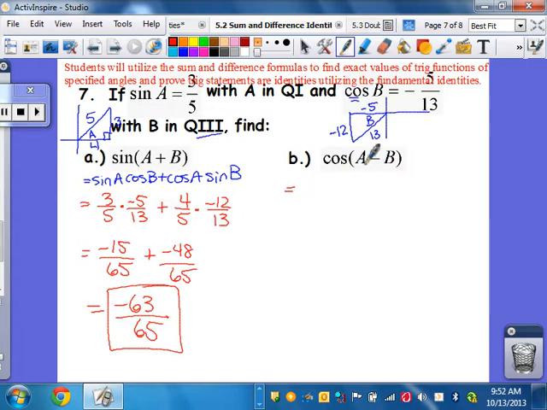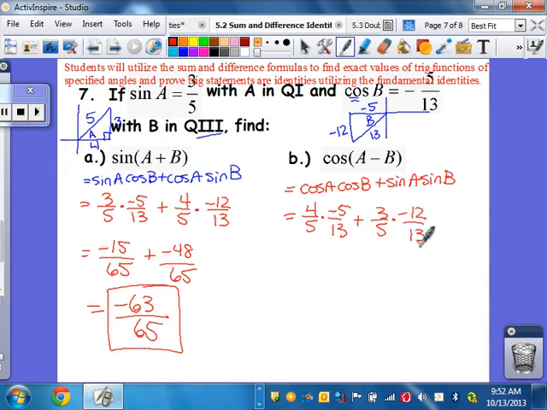So difference of cosine. Go to your salmon sheet. That's cosine A, cosine B, plus sine A, sine of B. Okie dokie. Cosine A, 4/5. Cosine of B, -5/13, plus sine of A, 3/5. Times, what do we got? Sine of B, -12/13. And it's the same thing.